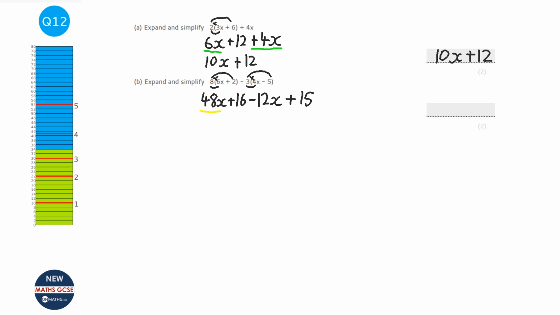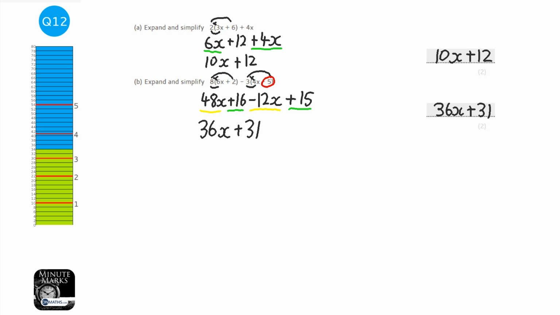So we've got the 48x and the minus 12x, and we've got the plus 16 and the plus 15. So we want to do 48x take away 12x. So if we take away 2, it's 6. If we take away 10, it's 36x. Then we want to do 16 plus 15. Well, 15 plus 15 is 30, so that's going to be 31. So the answer is going to be 36x plus 31. Now the most common mistakes are for that bit here. Sometimes students will write down negative 15.